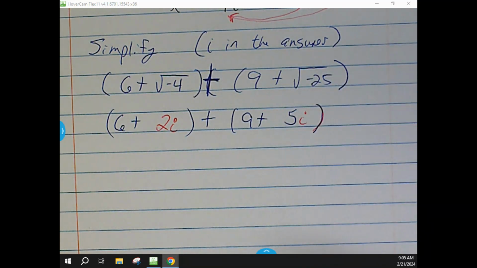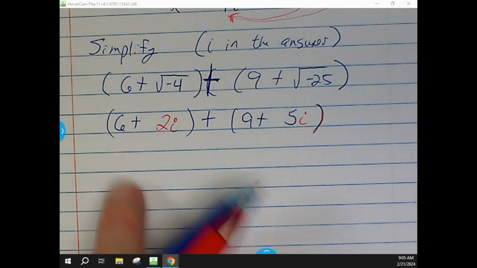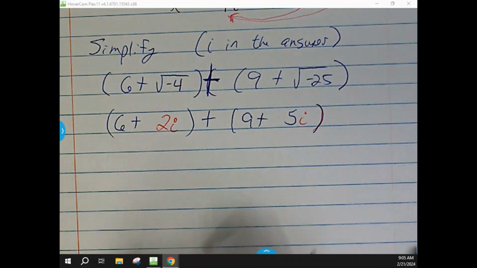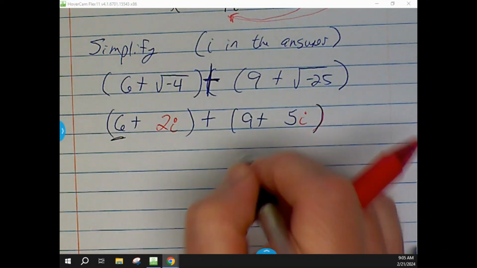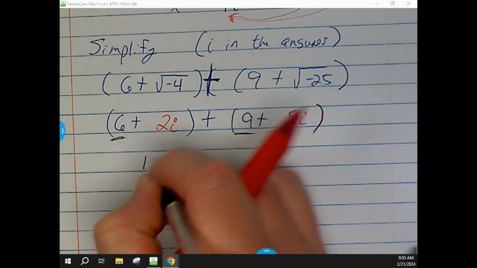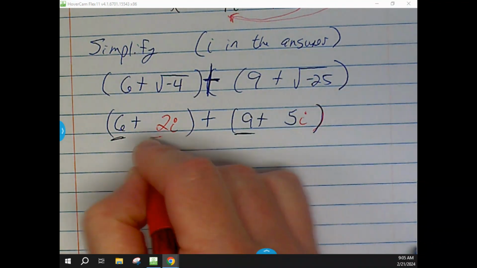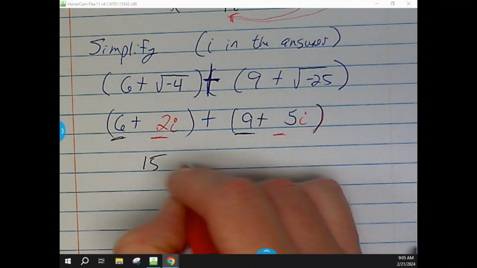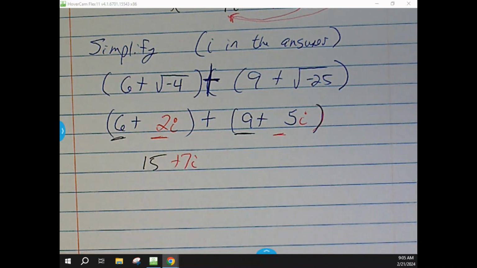And once we've got the i term, then it should either be addition or subtraction or possibly even multiplication. In this case, it's just addition. So then it's 6 plus 9 with the real numbers. So 6 plus 9 is 15. And then you've got 2i plus 5i, which would be a plus 7i on your imaginary numbers.